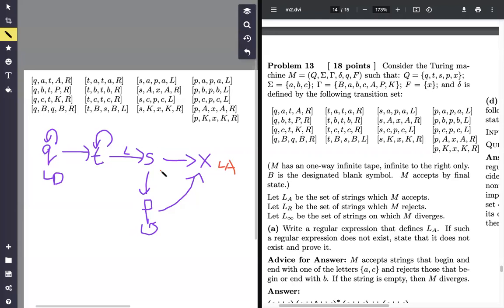Do you recommend putting the directions for each transition? What do you mean?